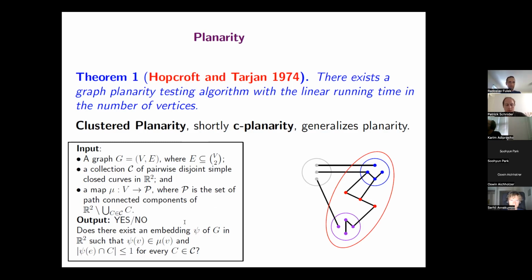does there exist an embedding such that the intersections between the boundaries of the disks in C with the edges, each edge, is at most one, right? In one point. So let me know if there is a question at this point.